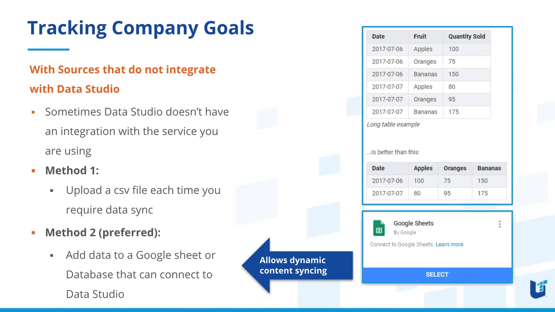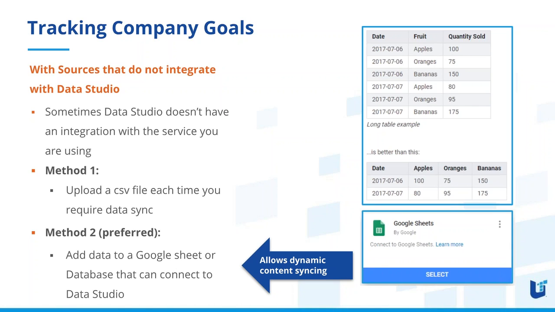Thankfully, Studio allows you to connect to spreadsheets and then display the data in your dash. Bear in mind there are two ways to go about this. We can either upload the file as a CSV to Studio, or my preferred method, connect to a Google Sheet. The reason I prefer Google Sheets is that it will dynamically update Data Studio's content if the sheet is updated.